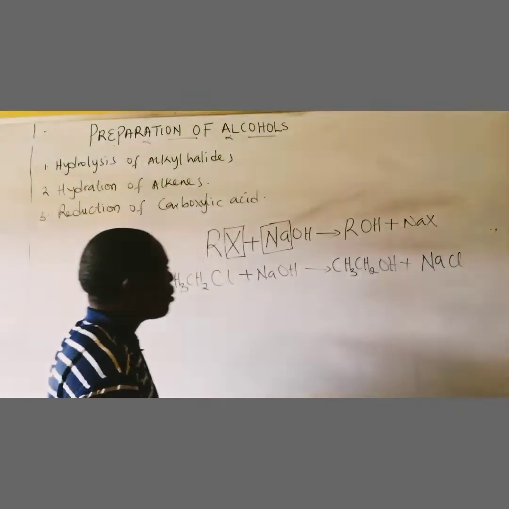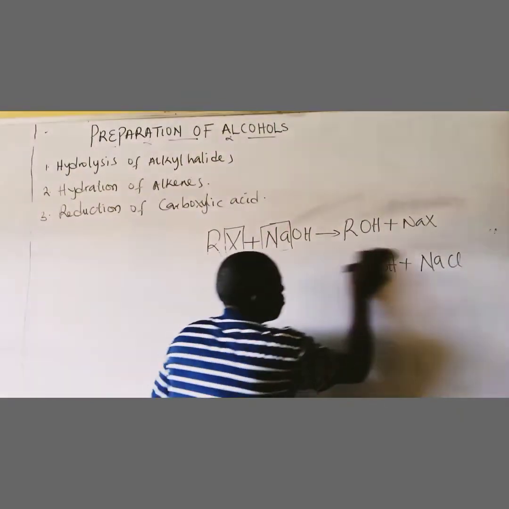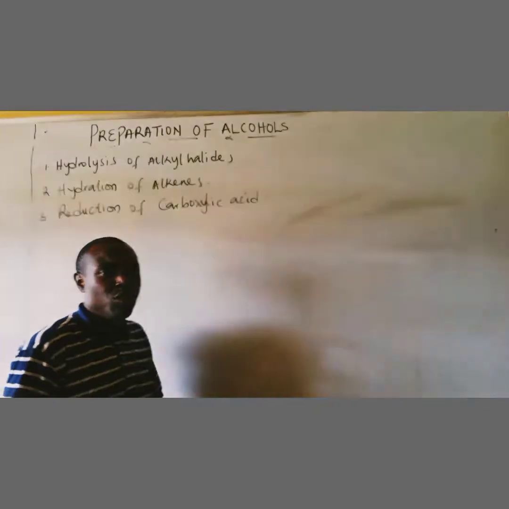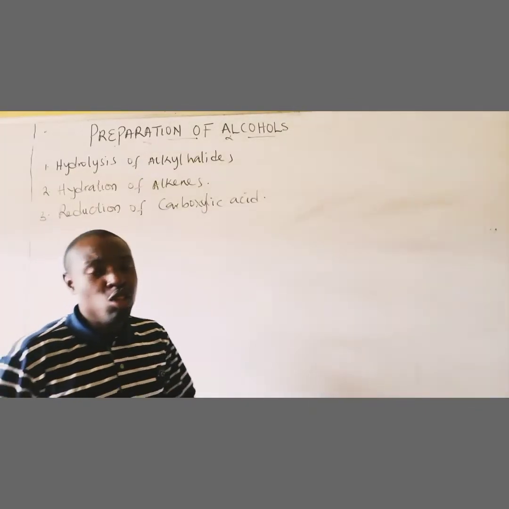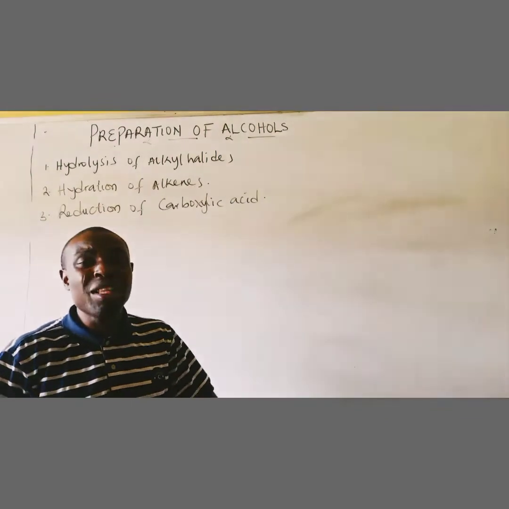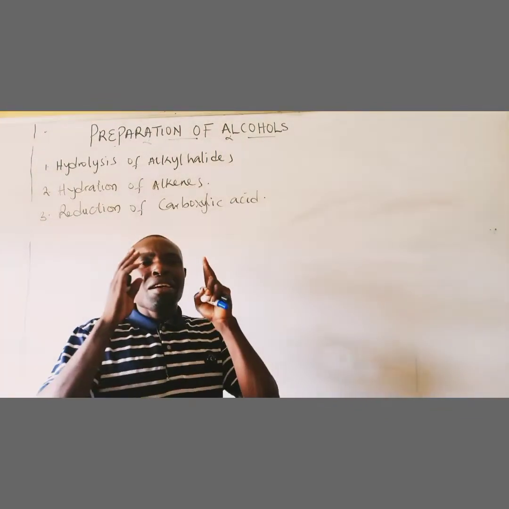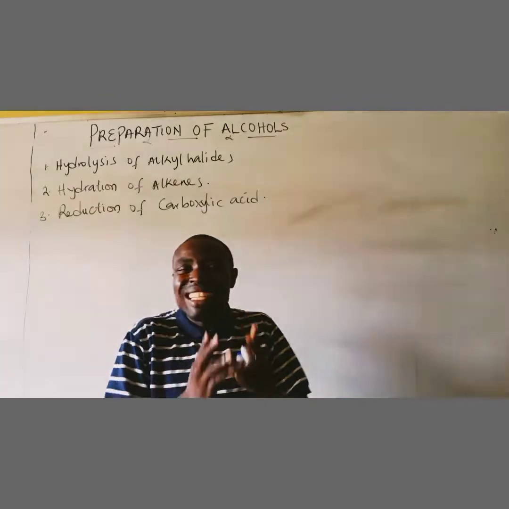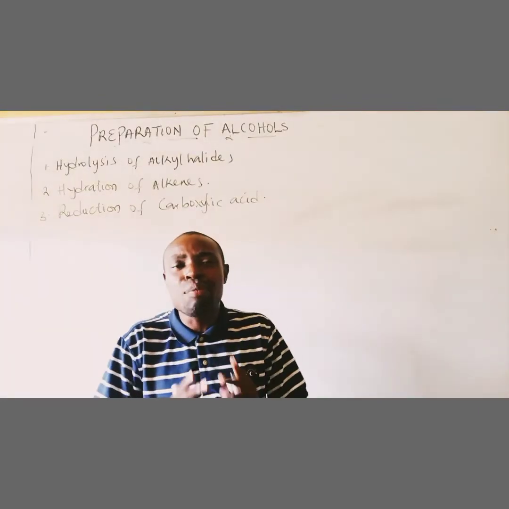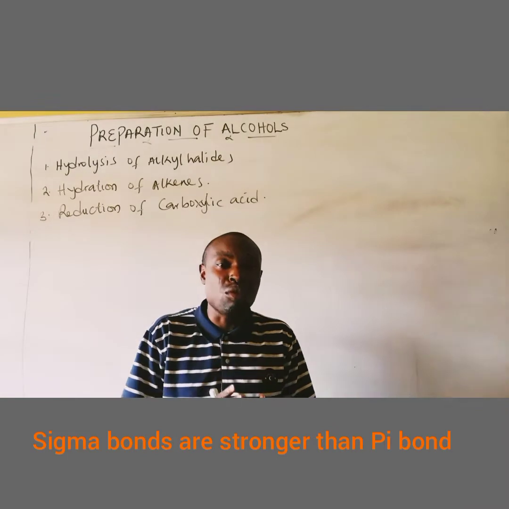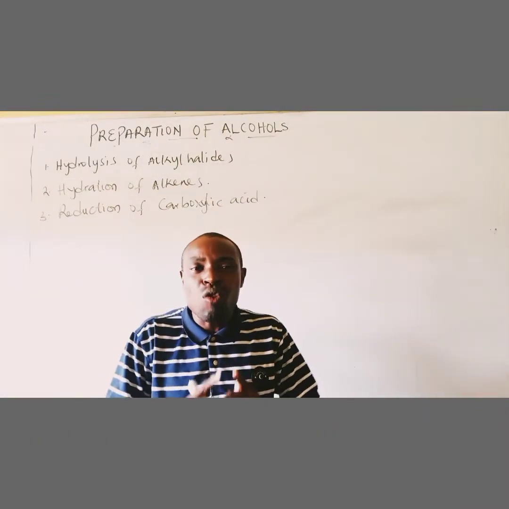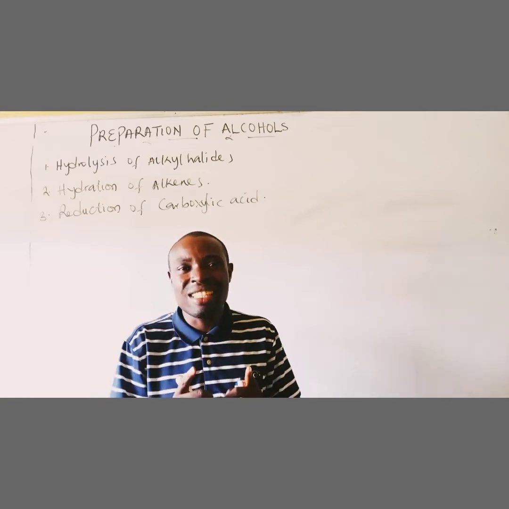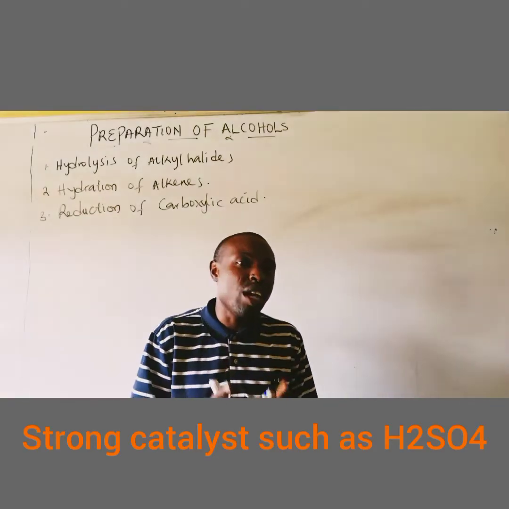I'll quickly move to number two, which is the hydration of alkenes. The word hydration simply means water, the use of water to split an alkene. Remember that an alkene has a sigma bond and a pi bond, and the sigma bond is stronger than the pi bond, so the pi bond is easily broken by the addition of water in the presence of a strong catalyst, which is H2SO4.